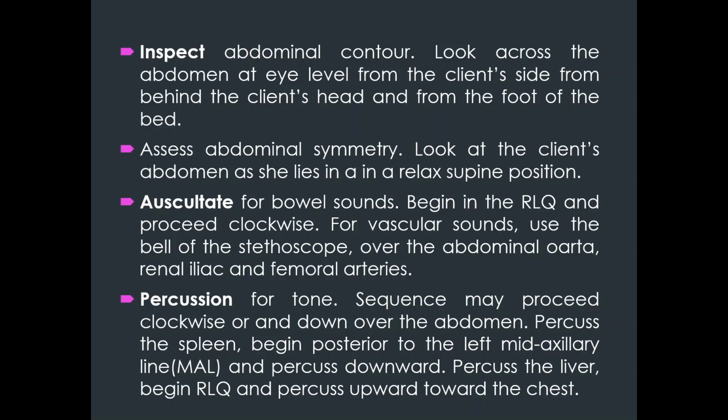For vascular sounds, use the bell of the stethoscope over the abdominal aorta, and at the renal, iliac, and femoral arteries. Percussion for tone: you use your plexor and pleximeter. That is indirect percussion. The sequence may proceed clockwise or up and down over the abdomen. Percuss the spleen. Begin posterior to the left mid-axillary line and percuss downward. Percuss the liver. Begin at the right lower quadrant and percuss upward towards the chest.